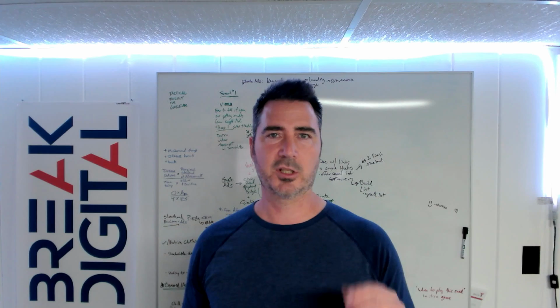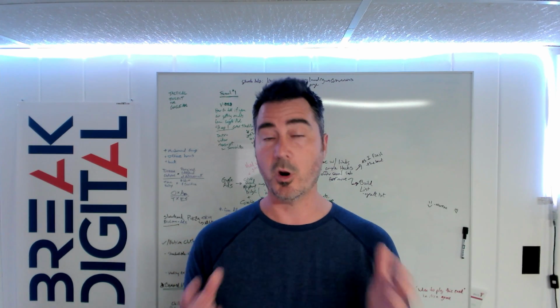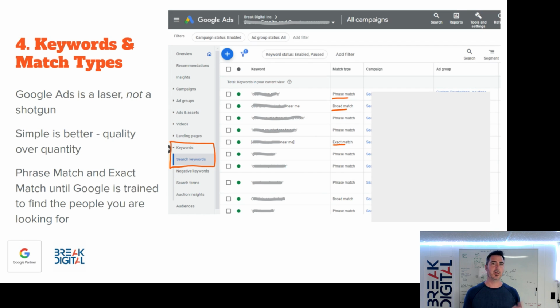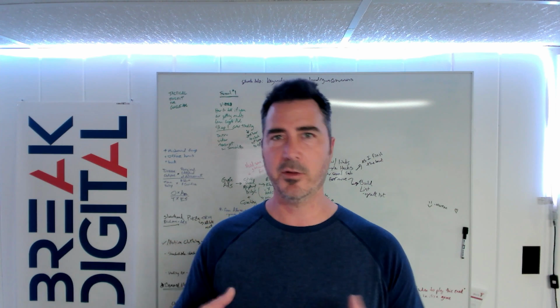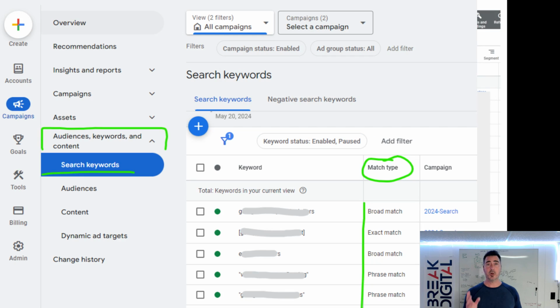And we want to start off with phrase match and exact match keywords. Google is directing people more and more to broad keywords and campaign types like Performance Max. But if your account is new or your account's been running without conversion tracking set up, then we need to start off by training Google what our customers or potential customers look like. And we do that with phrase match and exact match keywords until we get a healthy conversion volume and good cost per click and good cost per conversion. So go to your keywords report and look at the match type column and see what you're running. If you've got a lot of broad match keywords in there, you're probably buying a lot of irrelevant clicks.